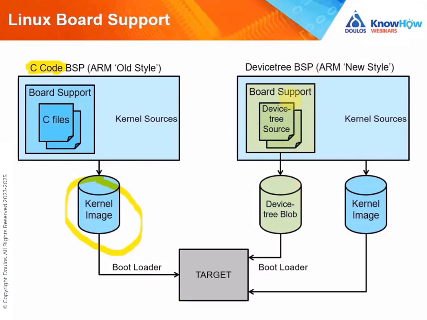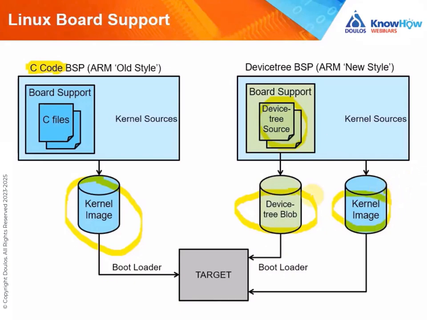And what that means is that the bulk of our board support is within what's called the device tree, and then this is compiled into a separate binary object called the device tree blob, DTB, sometimes also called the flattened device tree or FDT, which is loaded by the bootloader typically alongside the kernel image when the target boots.